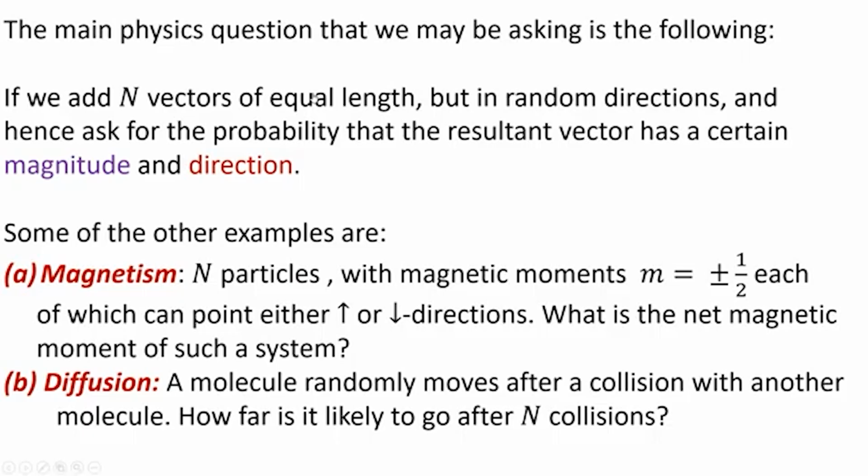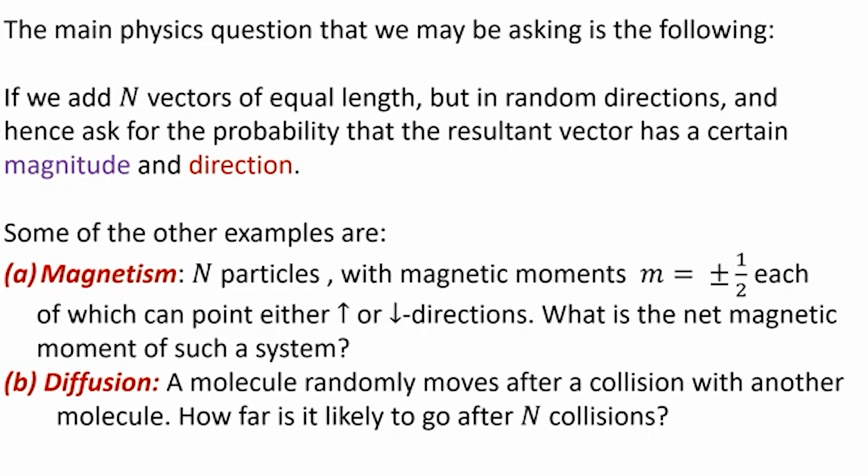Okay. All right. So, all these are fine, these look nice and so on, and we understand what is meant by scale invariance. But what is the main physics question that we are asking in this regard? One of them can be said as this: if we add n vectors of equal length, but in random directions, and ask for the probability that the resultant vector after adding n of them has a certain magnitude and direction. So, this is the question that we ask.